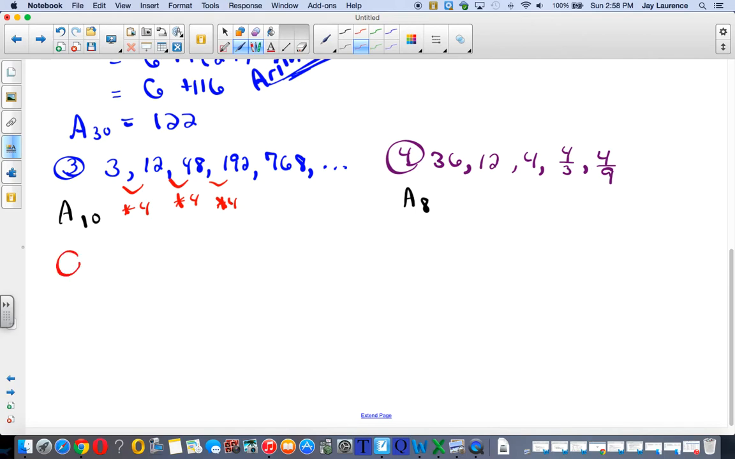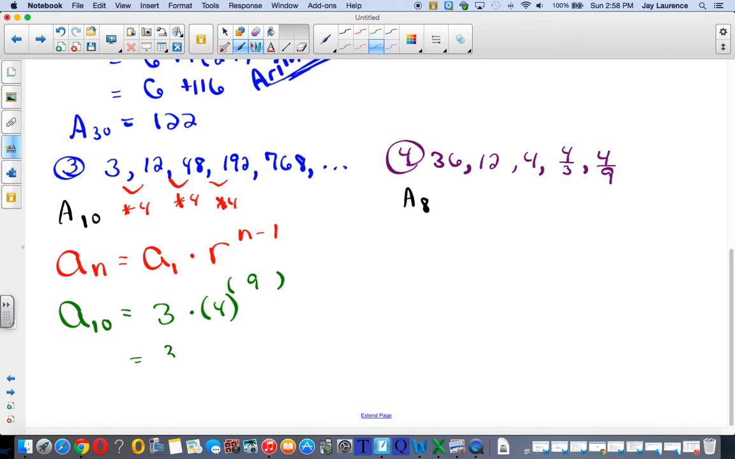So I'm going to go to my geometric sequence formula: a sub 1 times r to the power of n minus 1. Well, n is 10 because I'm asked to find the 10th term, so a sub 10. A sub 1 is 3. R is 4 because I'm multiplying by 4 every time. And then n minus 1 is 10 minus 1, or 9. All right, now order of operations, very important. I'm going to do 4 to the 9th and then multiply by 3. 4 to the 9th is going to be a very large number. Let's see, my calculator says it's 262,144.